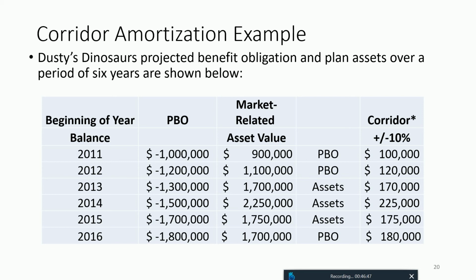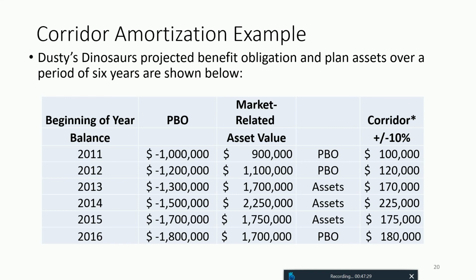So the first thing that we need to look at is which one, on an absolute value basis, is bigger. In 2011, it's the PBO. In 2012, it's also the PBO. In 13, 14, and 15, it switches to the asset, and in 16, it shifts back to the PBO. Once we've identified which is the larger amount, we then want to take 10% of that. So 10% of $1 million is $100,000, 10% of $1.2 million is $120,000, 10% of $1.7 million is $170,000, etc.